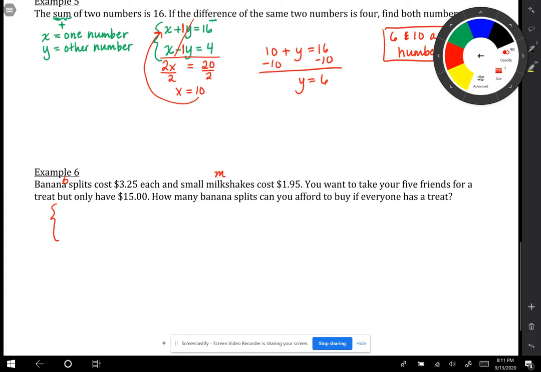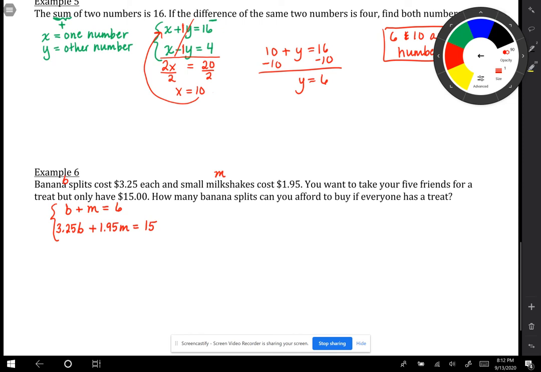So the first equation is the number of banana splits plus the number of milkshakes has to be equal to 6 because everyone gets a treat. So we don't know if it's going to be 4 banana splits, 2 milkshakes, or 3 of each, or 1 and 5. We don't know, but that's our top equation. The second one will deal with how much each costs. So banana splits are $3.25 each, and milkshakes are $1.95, and you spend a grand total of $15. Or that's all you have, right?